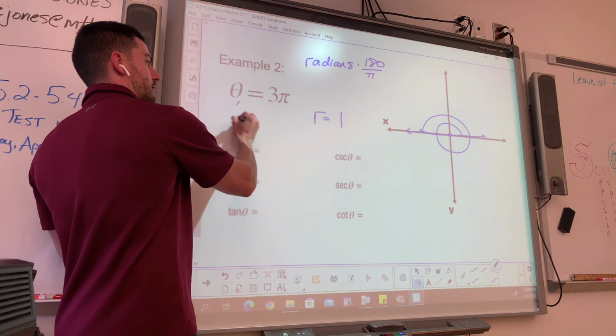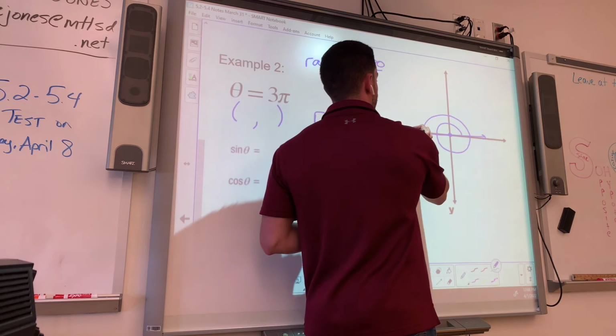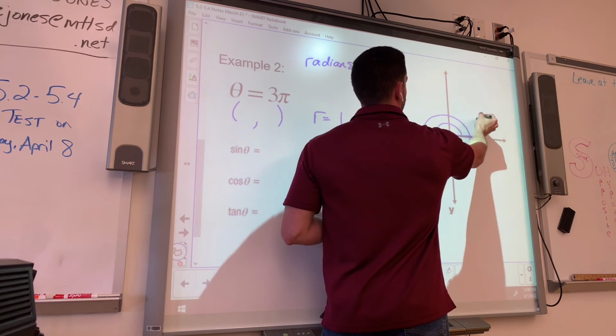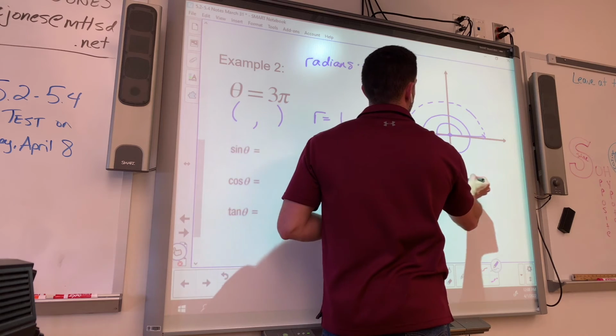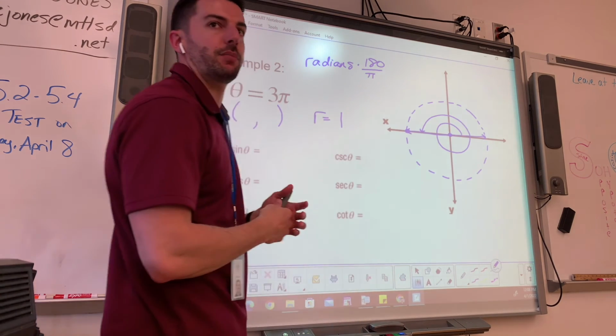And then in terms of an xy value, because my radius is 1, if I think of a radius of 1 as my circle here, and I went from here to here, what would be the coordinates of that point?